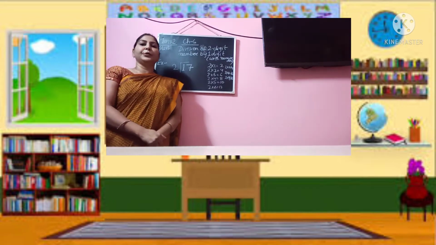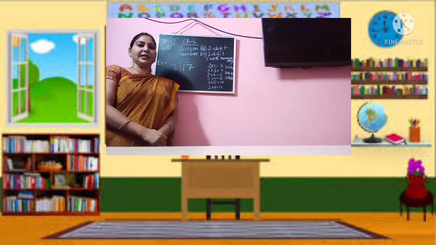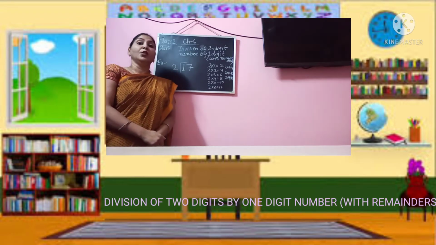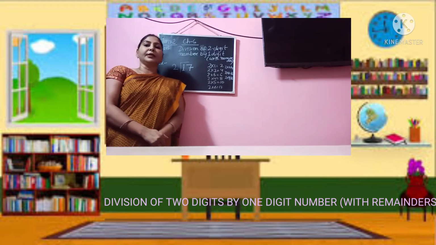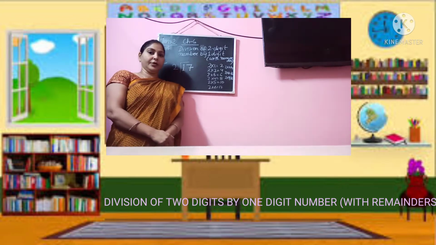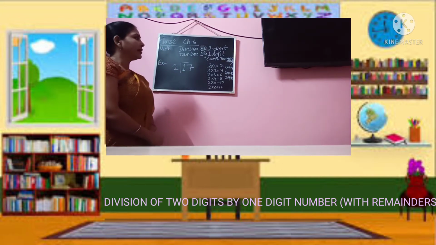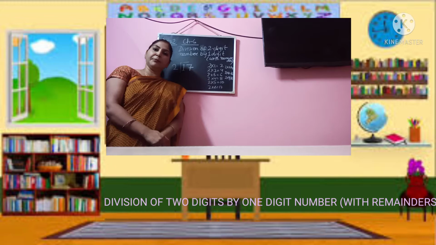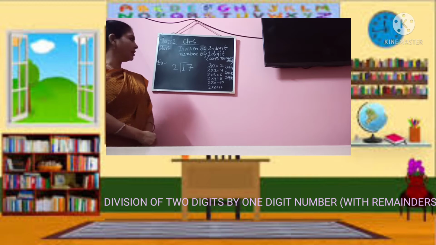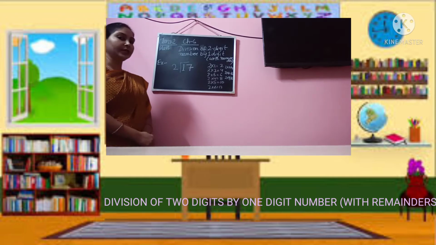And in this class we are going to revise the topic which we have done in the previous class, that is division of 2-digit number by 1-digit number with remainder. Now in the previous class we also understood how to do division without remainder of 2-digit number by 1-digit number. In this class we are going to learn division with remainder. As you can see on the board, I have taken one example, 17 divided by 2.